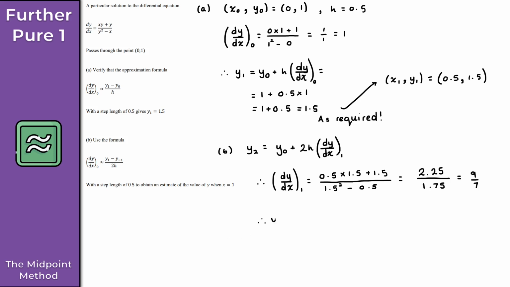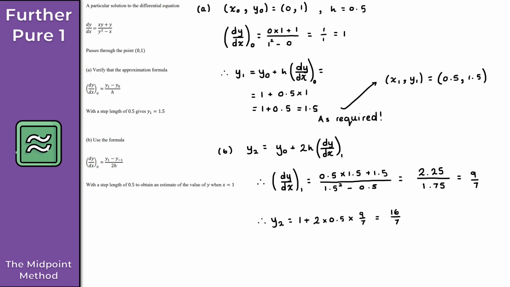So y2 is equal to y0, which is 1, plus 2h. h is 0.5, so that's 2 times 0.5, and then we times it by dy by dx at x equals x1. So we have 2 times 0.5 times 9 over 7. Again, just use your calculator to evaluate this. 2 times 0.5 is 1, times 9 over 7, so I just get 9 over 7. And then plus 1 gives me 16 over 7.